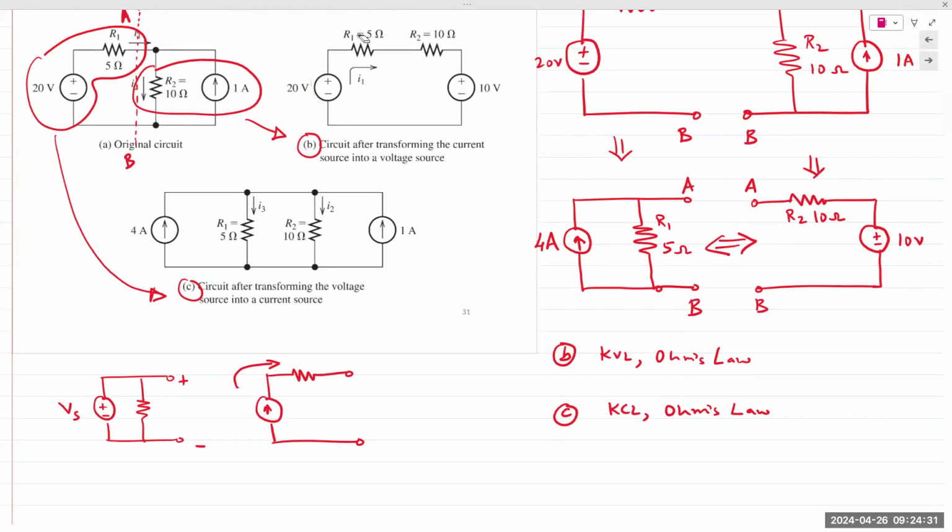in circuit B, if you apply KVL around the loop, we can see it's 20 in opposition to 10. So it'd be 20 minus 10. And then we can find voltage across both the resistors. R1 plus R2 gives us a single resistor. And so the resulting voltage would be 10 volts applied across a 15 ohm resistor. Okay, cool. Thank you.